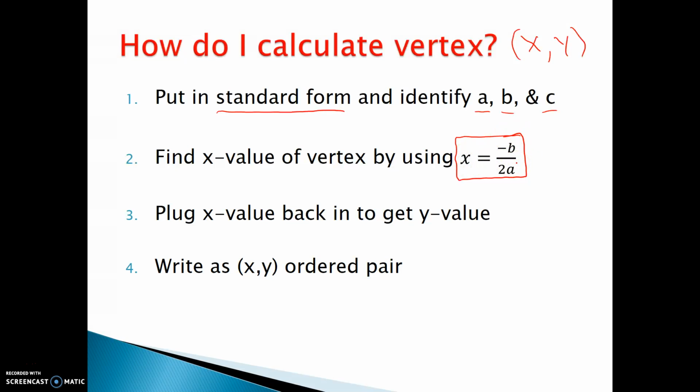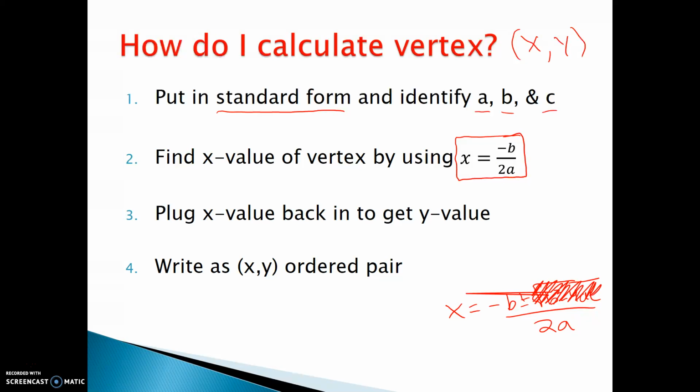And if that looks familiar, that's because it's from the quadratic formula. Remember, it's negative b plus or minus the square root of b squared minus 4ac, all over 2a. Well, guess what? If I get rid of all of this stuff over here, I'm left with negative b over 2a. So that's where this is coming from. It's not something new that you have to remember. Just make sure that you can separate those two things.